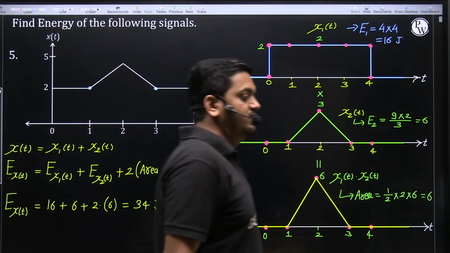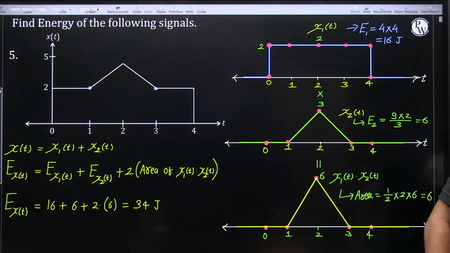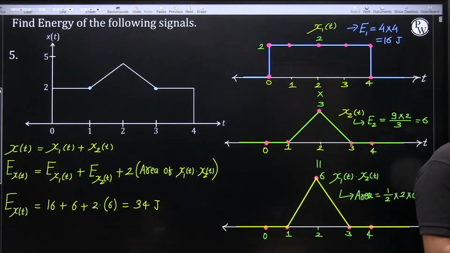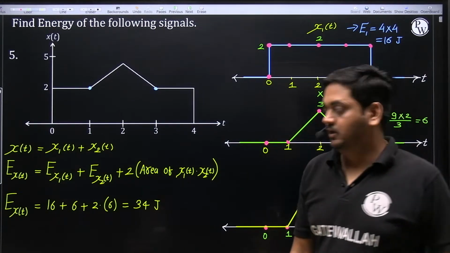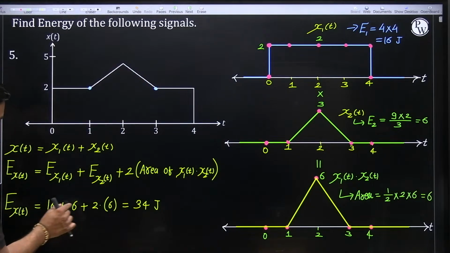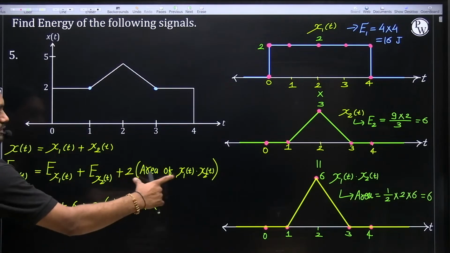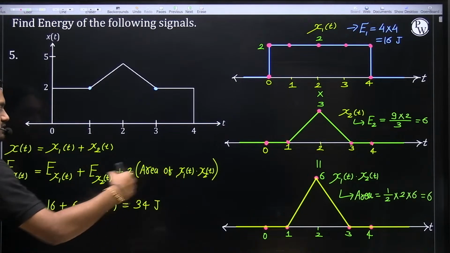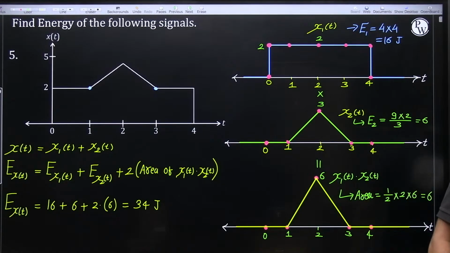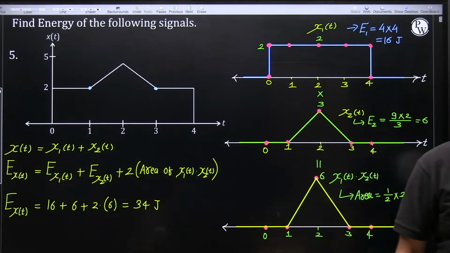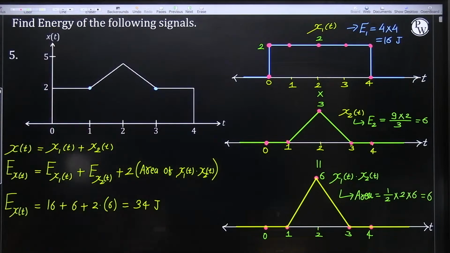So this is an extraordinary question, and I told you guys only 5% of students can get the correct answer of this question. So the right answer is 34 joule, guys, not 22. If you got 22, then from here 16 plus 6, 22, you just forgot to add this third term. Clear? Is this clear to you people? Yes, clear. So this is a very, very good question, guys.